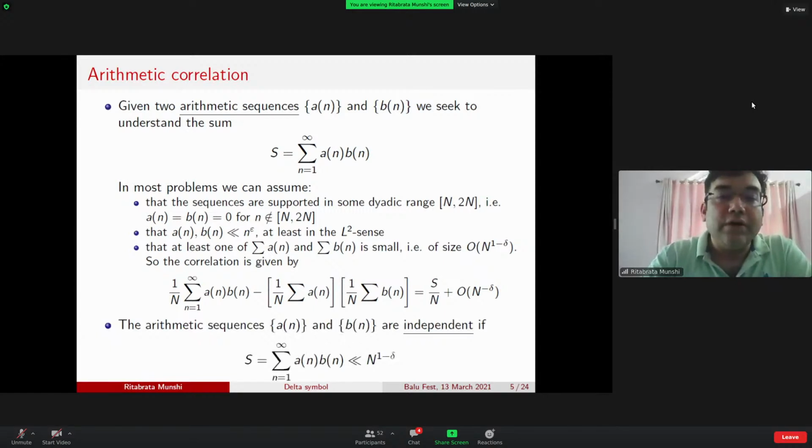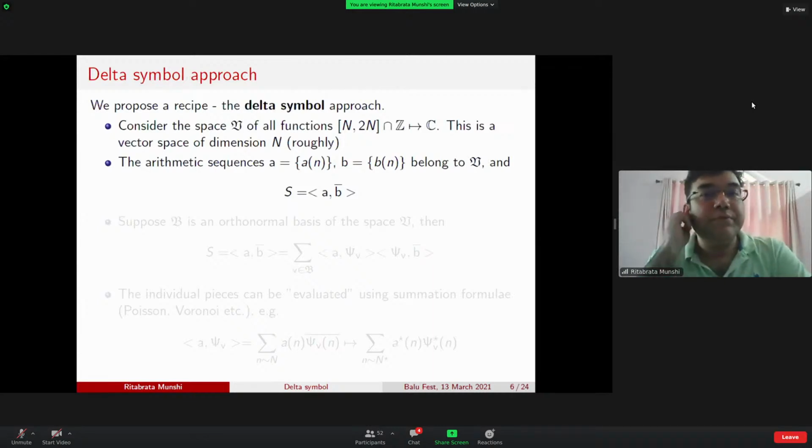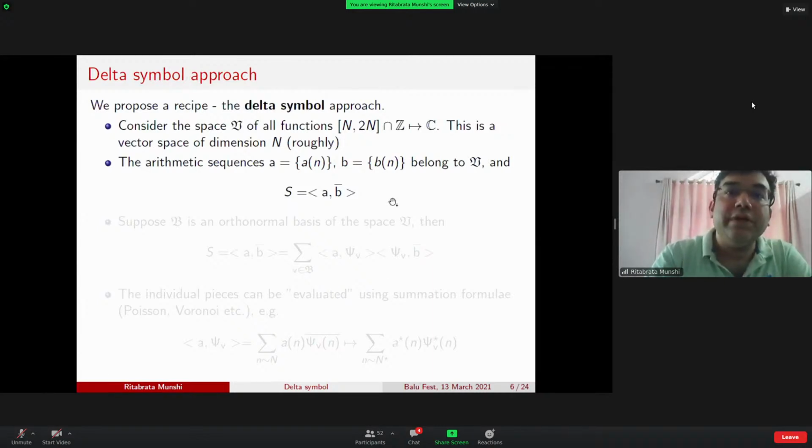Okay. So in fact, we'll be saying that these two arithmetic sequences are independent if you can bound this S by some power, N to the power 1 minus delta, for some delta positive. All right, and so the general recipe that we'll be using is our delta symbol approach. Okay, so let's try to explain what the idea is.